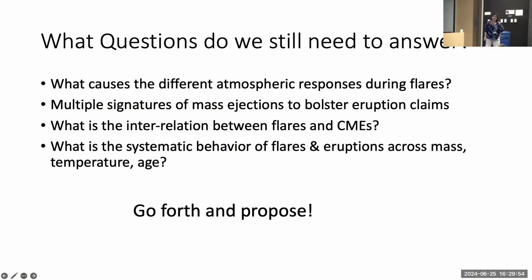I didn't focus a lot on specific science questions, but I just thought I would put these up here about what questions do we still want to answer? What are the different atmospheric responses during flares? Can we have multiple signatures of mass ejections to better bolster those eruption claims? Looking at interrelationships between flares and CMEs, and then looking at systematic behaviors across mass, temperature, and age. And with that, I will stop.